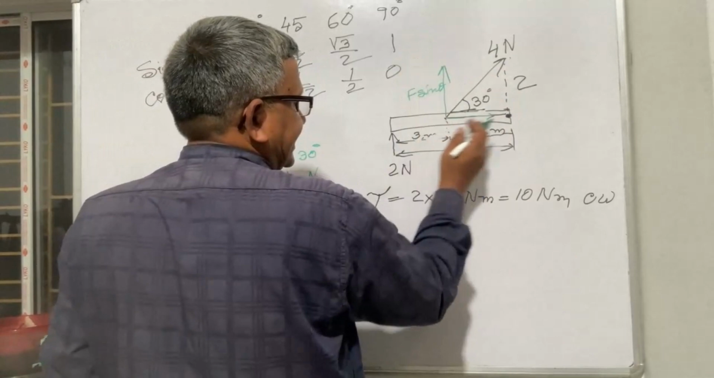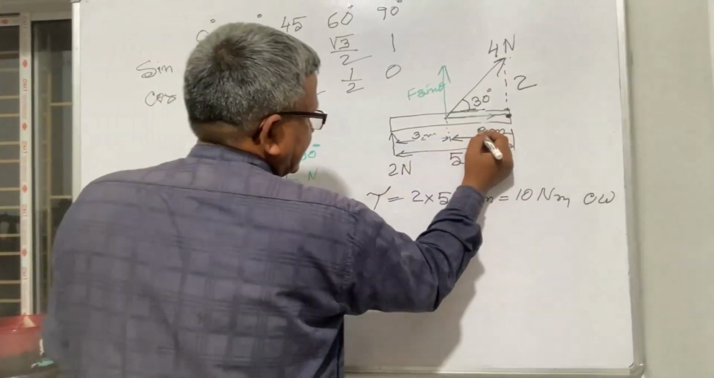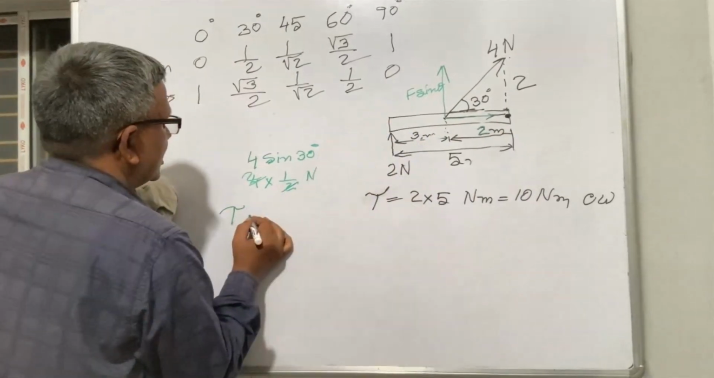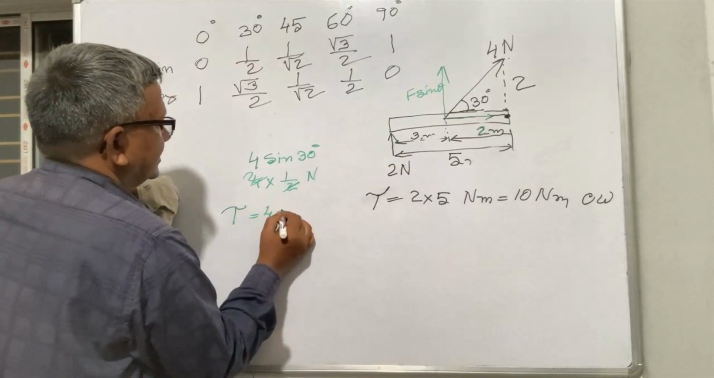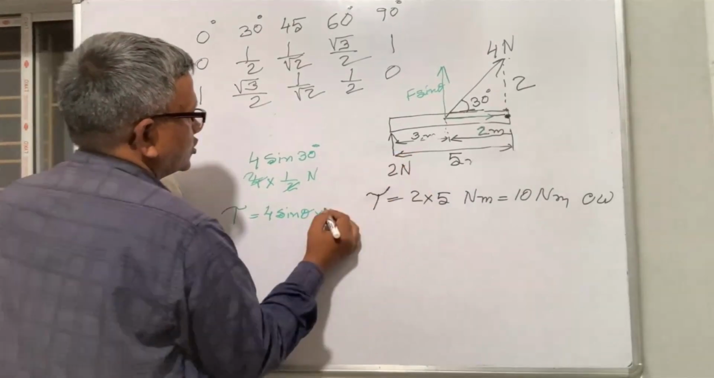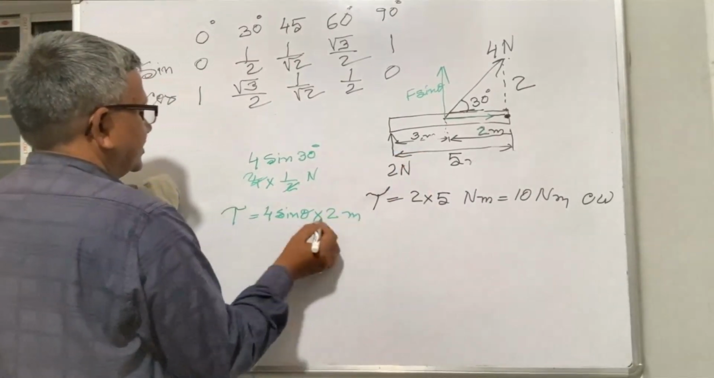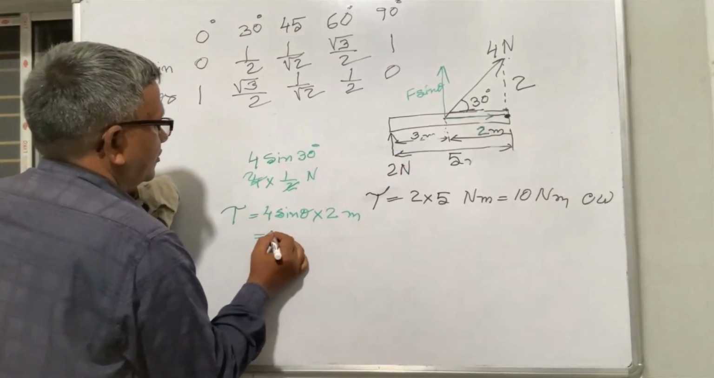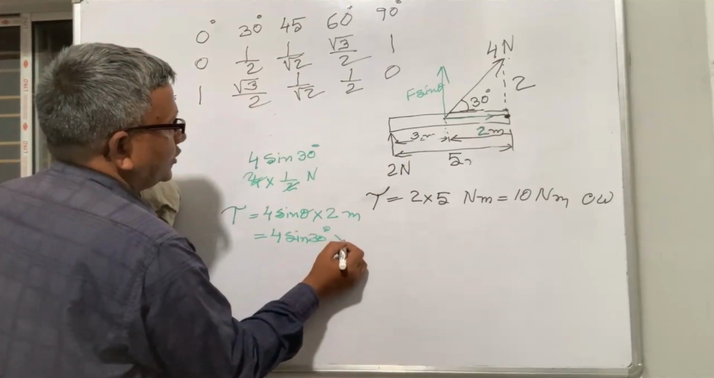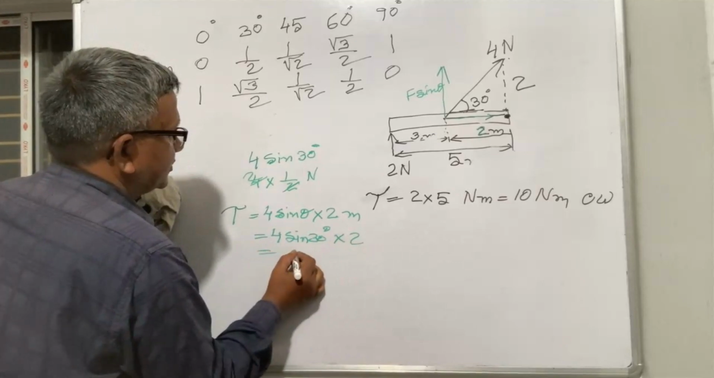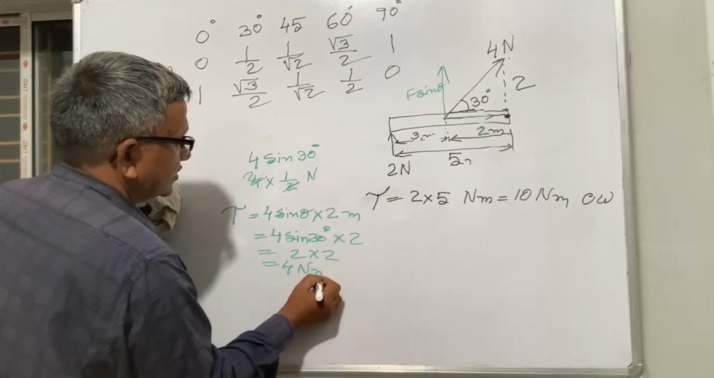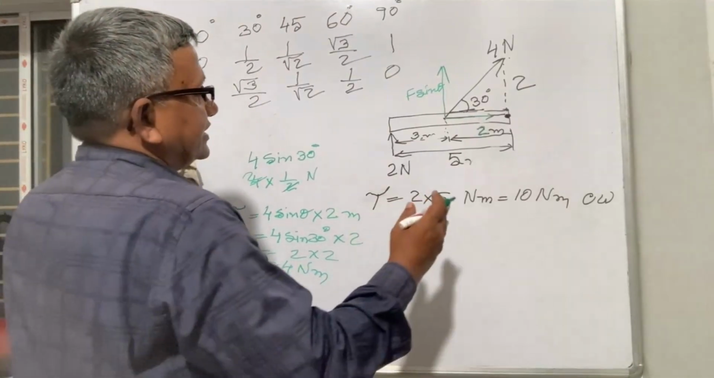2 Newton force is acting, and from the hinge the distance is 2 meter. So torque in this case will be 4 sin theta into distance, which is 2 meter. So it will be 4 sin 30 into 2, that is 2 into 2, 4 Newton meter. Which side, sir? This is also clockwise.